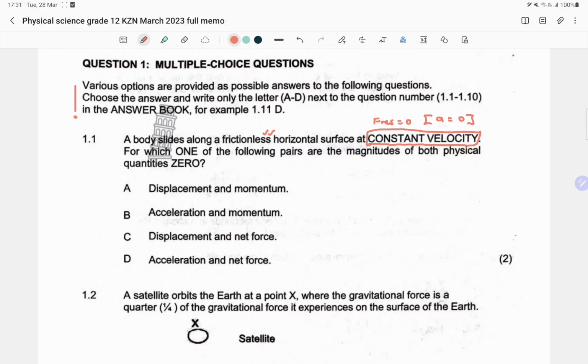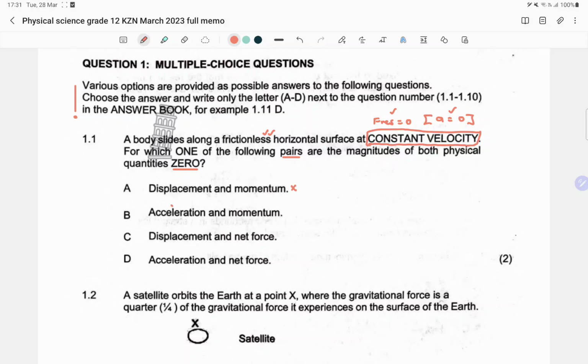So there's a lot you can say here from just that statement alone. Now, for which one of the following pairs, we're looking for a pair of things here, are the magnitudes of both physical quantities 0? So obviously we know that it is the resultant force and essentially the acceleration. So this question is basically just what we interpreted. Displacement and momentum. It definitely has momentum because it has a velocity, and it will certainly move a distance or a displacement. So these ones are non-zero.